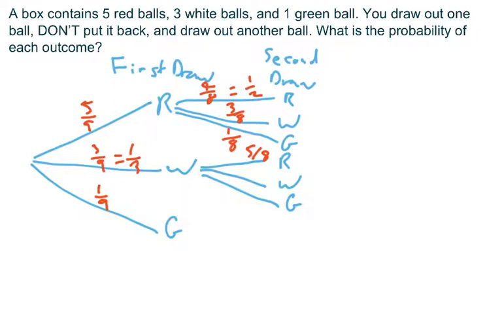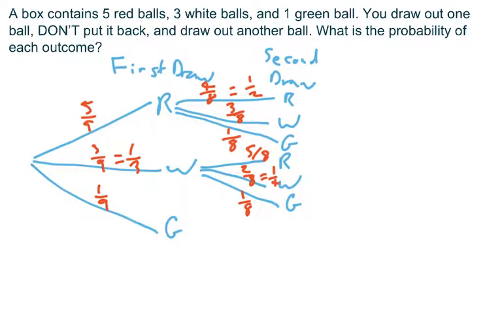However, in the second case, I've drawn out the white ball, so not only is there only 8 balls altogether, we have 1 fewer white ball. So there's only 2 white balls out of 8, or 2/8, and that will reduce to 1/4. And then as far as the green balls are concerned, you've only got 8 balls, but since you took out the white ball, you haven't affected the number of green balls, and that's going to be 1 out of 8.